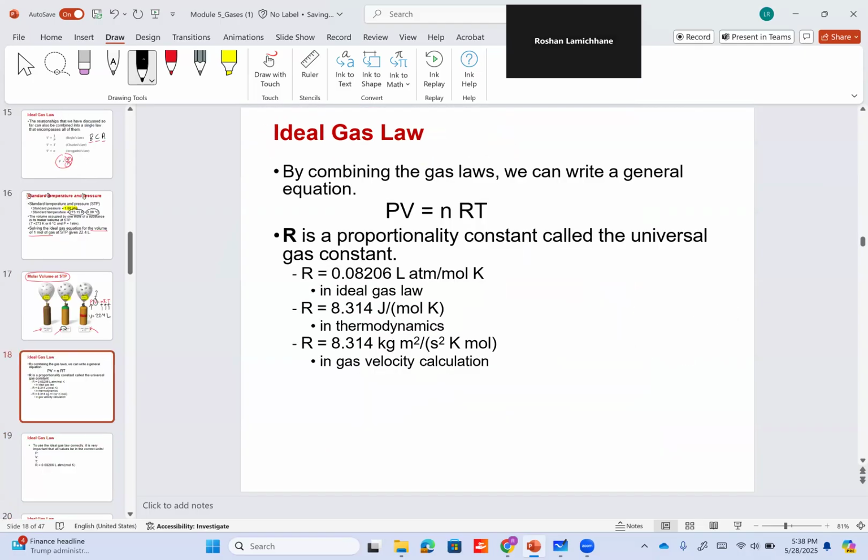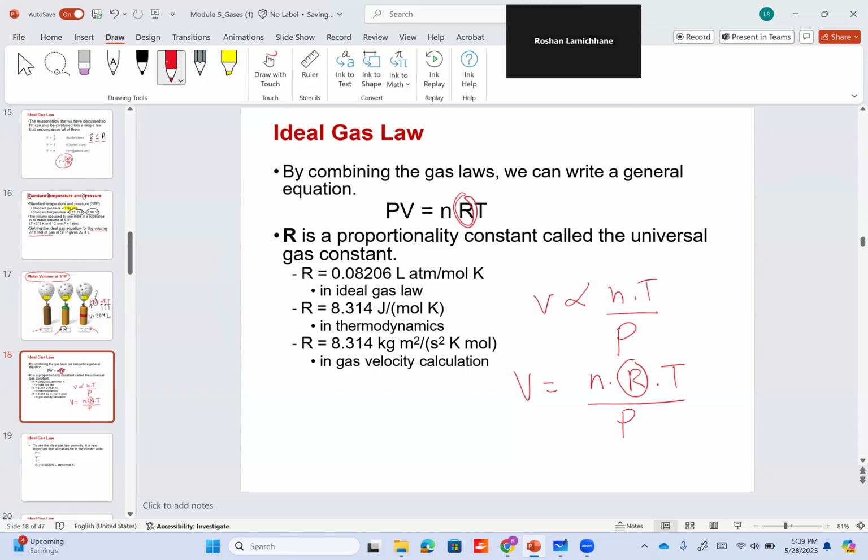All right, so this is what I was talking about. Whenever you remove the proportionality sign, volume is directly proportional to N times T divided by P. So if you remove the proportionality sign, a constant gets added called R. So it's going to be something like this: V equals N times R, my constant, times T divided by P. And then I can rearrange the equation.